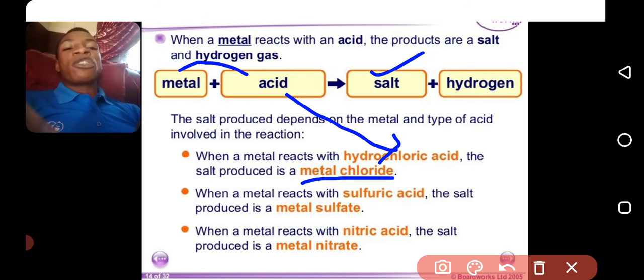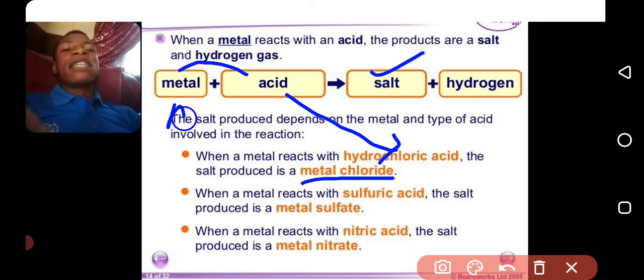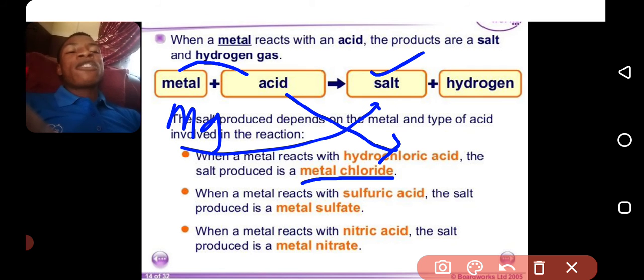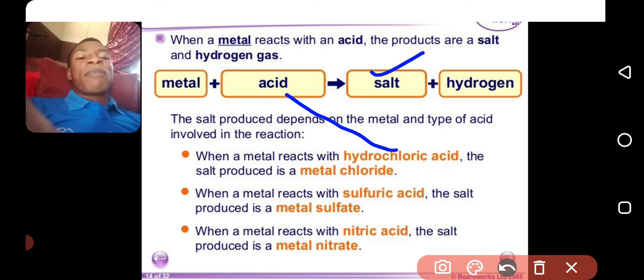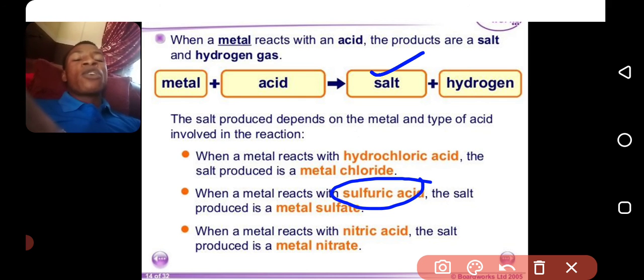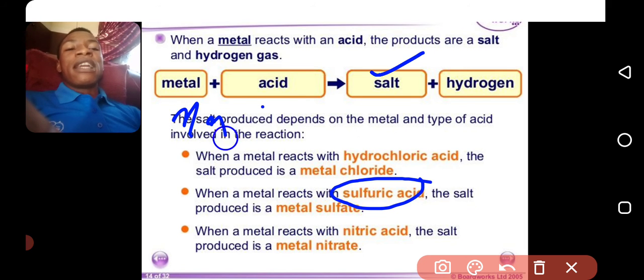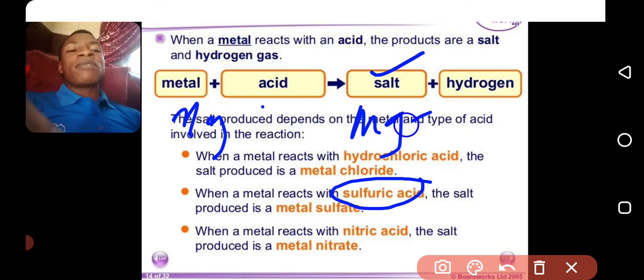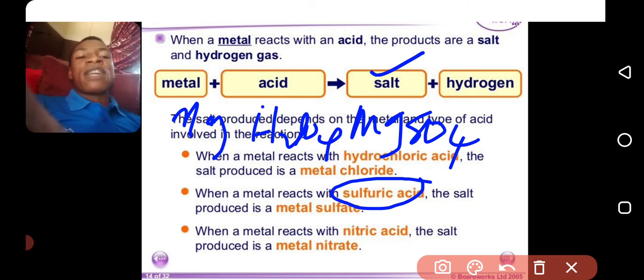If this metal is calcium, for example, you are expecting calcium chloride here. If this metal is magnesium, you are expecting magnesium chloride here. So that's what we mean by the product depends on the acid you use. If you use tetraoxosulfate(VI) acid, your salt will be a sulfate salt, a tetraoxosulfate(VI) salt. If I use H2SO4 here and I use, say, magnesium here, then I'm going to have magnesium tetraoxosulfate(VI) if my acid is H2SO4. Please take note of that very well.